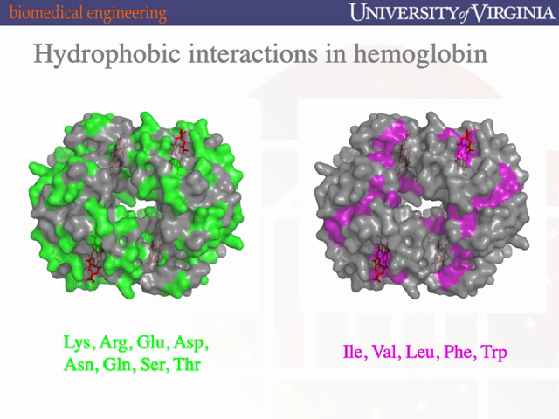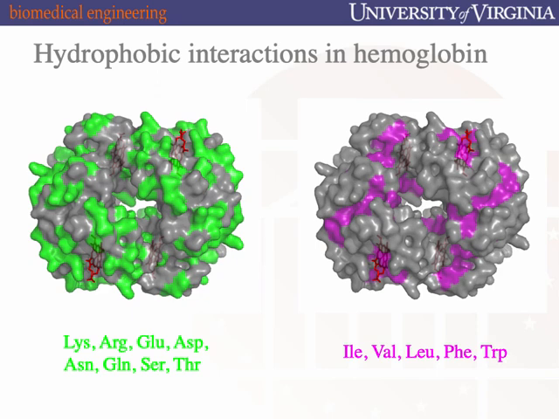I'm going to revisit hemoglobin. I'm going to do a different color coding scheme. Now what I'm color coding are the hydrophilic amino acids on the left. All the hydrophilic ones are the ones that have dipoles, oxygens, amines, charges over on the left. And then on the right, I'm color coding the hydrophobics: isoleucine, valine, leucine, phenylalanine, tryptophan.